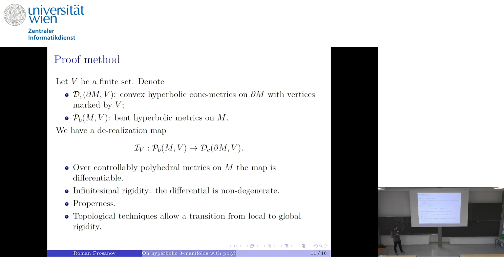Okay, for instance, the next step here would be to prove rigidity for polyhedral boundaries, so not necessarily for controllably polyhedral, but for polyhedral boundaries. And an interesting thing is that for them, I know how to prove infinitesimal rigidity, but I cannot right now show that the map is differentiable for polyhedral boundaries. Okay, so in the remaining time, I will speak a bit about infinitesimal rigidity, how it is done.